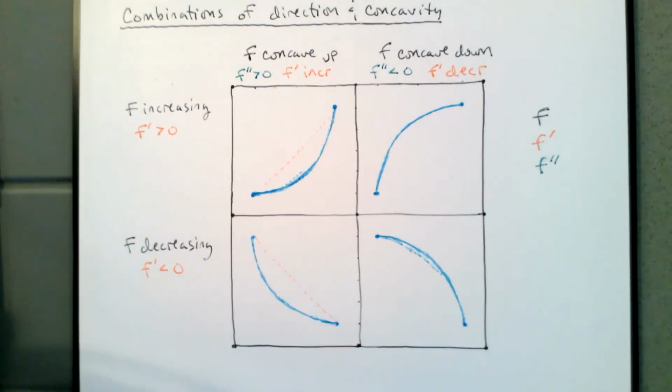So here are the four things that could be going on in a function. A function could be increasing or decreasing. A function could be concave up or concave down. And here are four visual representations of what's going on.